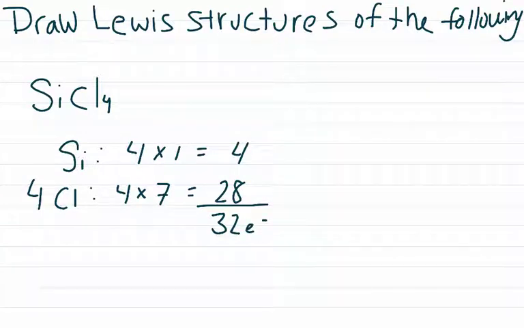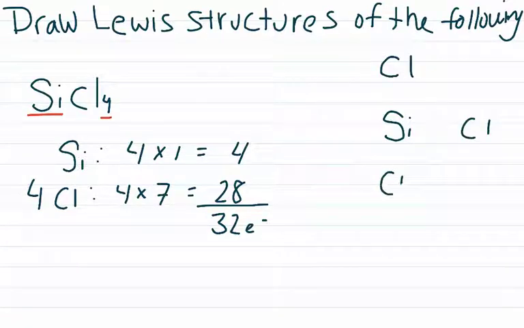Now, generally, whatever element is single, meaning there's just one of them in a compound, will be your central atom. If that's not the case, or if there's more than one that is single, I'll always let you know which one is the central atom. Since there are 4 chlorines, these are going to be what we call terminal atoms, and we'll write them around the outside of the molecule.